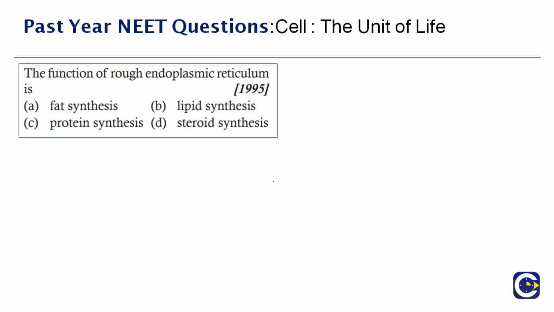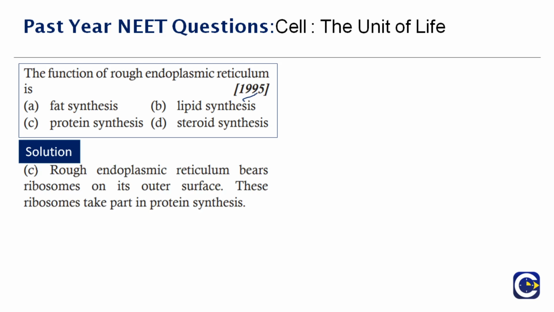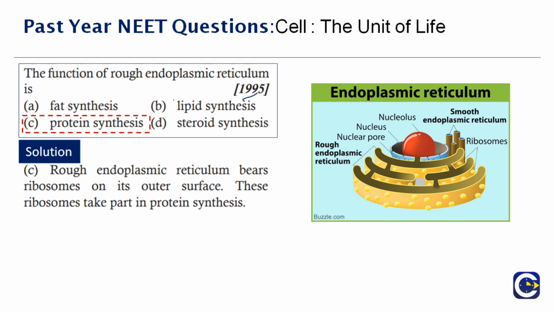Okay, next question here. This question was asked in the year 1995. Okay, fine, let's read it here. What's the question here? The function of the rough endoplasmic reticulum. This is a very easy question. By now you would have guessed the answer. Yes, the rough endoplasmic reticulum is involved in protein synthesis. As we all know, endoplasmic reticulum has a smooth and a rough part. Smooth is responsible for lipid synthesis. Now rough is responsible for protein synthesis. Therefore the correct answer to this question is option C, protein synthesis.